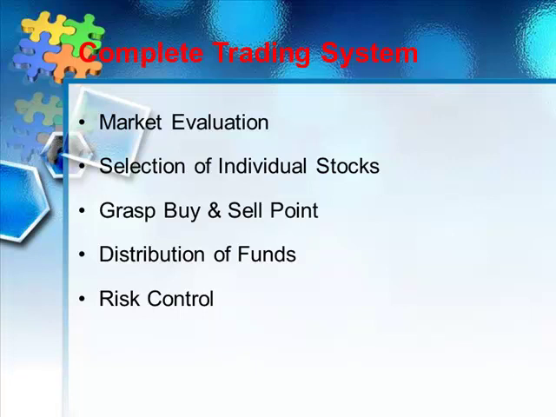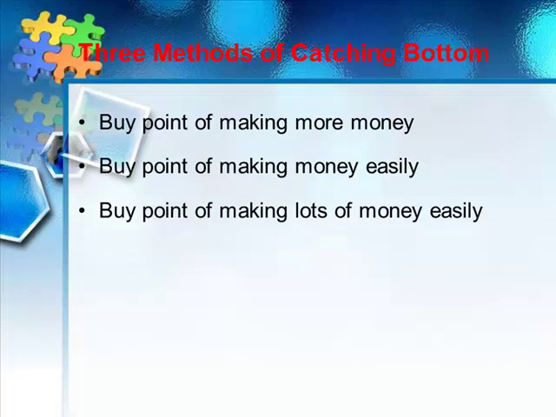So how to know whether you have the complete trading system or not? You should see firstly, have you analyzed the market? Then next, do you have some method for selecting individual stocks? The second one, do you have the trading strategy for buy and sell points? Then next, do you know the distribution of funds? Then do you have risk control? Do you have some top signal to sell your stocks or stop loss? So this is the complete trading system. If you want to have this trading system, you should know these 5 points. Then let's see the three methods of catching bottom.